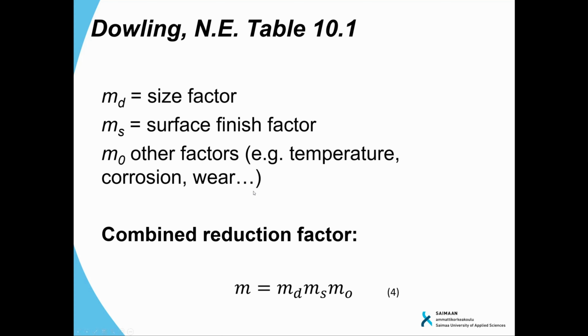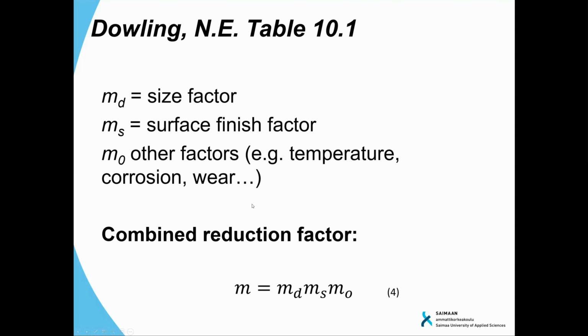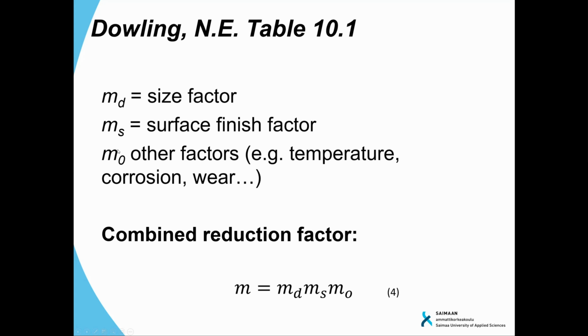So from the book of Norman E. Dowling's Mechanical Behavior of Materials, we find this division of fatigue limit reduction factors. First of them is the size factor, second one is the surface factor, and third one is other factors included. There could be temperature, corrosion, wear, radiation, whatever. And when combining these, we get the overall combined reduction factor M. And of course, all these factors, they are in value smaller than 1. So they will reduce the fatigue limit.